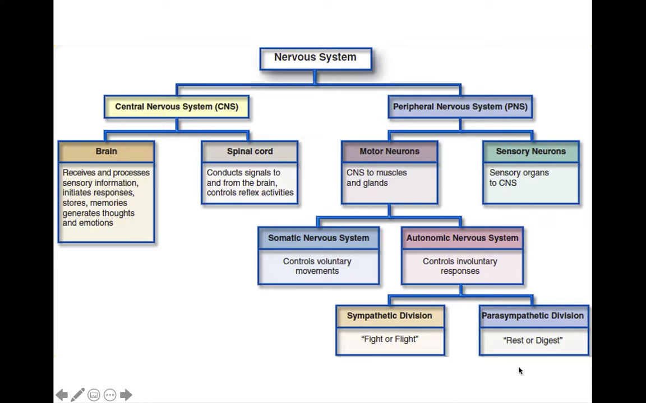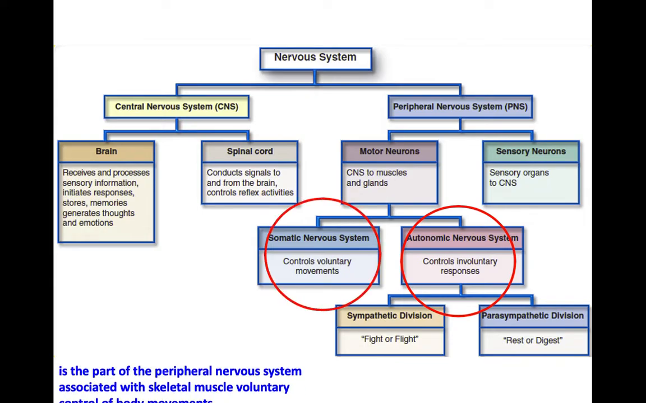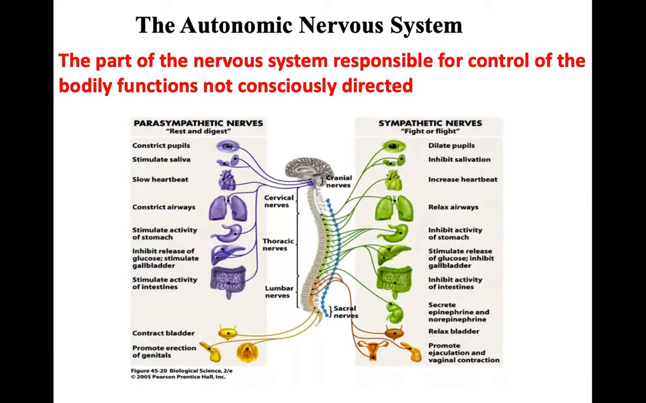So nervous system, coming down to the autonomic nervous system. I want you to be able to define it. What are the major differences between somatic and autonomic nervous system? That's where this slide comes in. So make sure you remember autonomic nervous system: part of the nervous system responsible for control of bodily functions, not consciously directed.